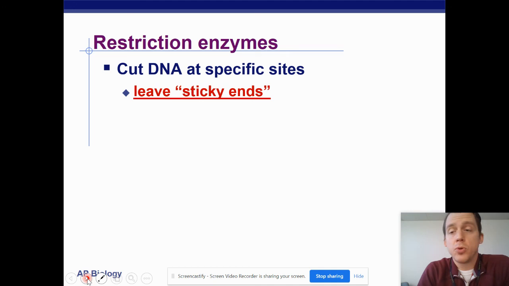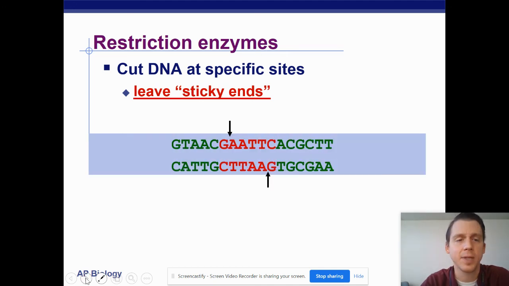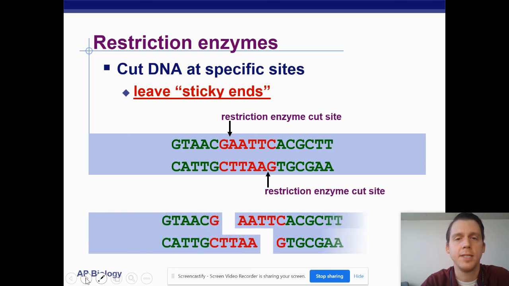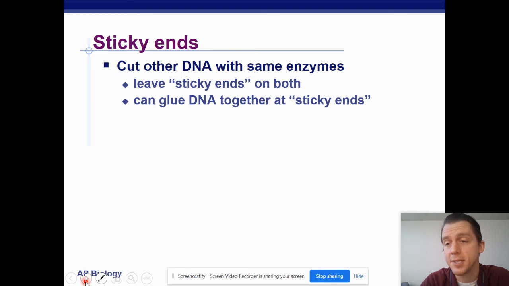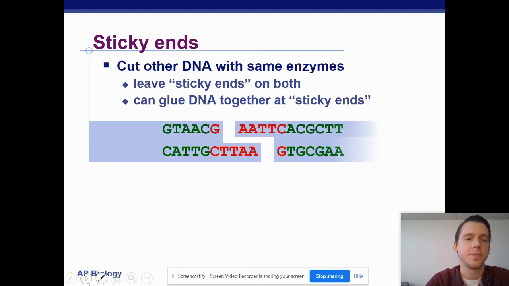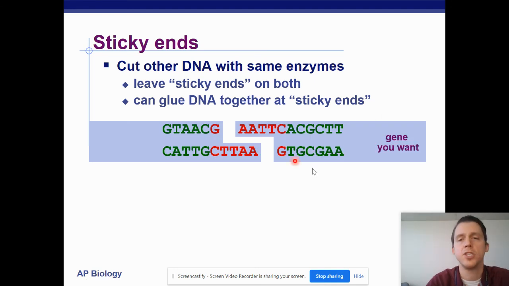Restriction enzymes, again, to review, cut at specific sites, leaving sticky ends. So here, we're going to cut the DNA into two pieces at the restriction site. Then we can cut the DNA we want with the same restriction enzyme. It has to be the same one, leaving sticky ends on both. Okay, so here's the gene we want. It's on the right-hand side. The end is here, and the green is the gene we are looking for.